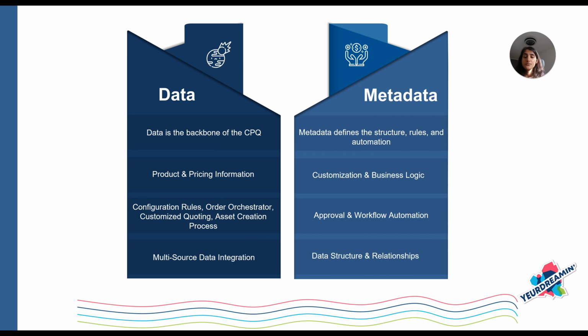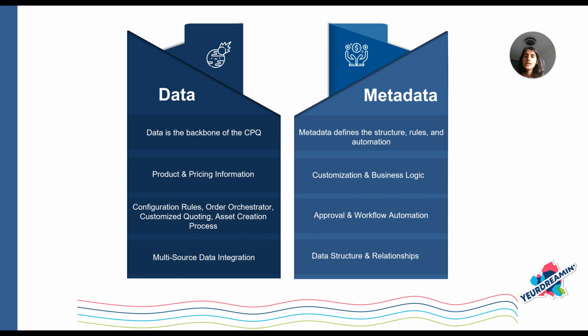Data consists of transactional and operational information, pricing and product information, which includes product, price list, price book, attributes, tax rate, discount structures, and many more, including the configuration rules, order orchestrator, customized quoting, and asset creation. That all falls under one umbrella, data. Last but not least, we have multi-source data integration, the most important. CPQ relies on data from various sources, such as CRM, ERP, billing, and external pricing engines.